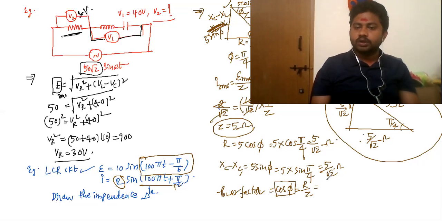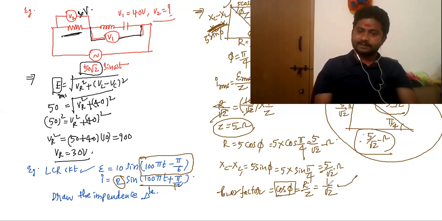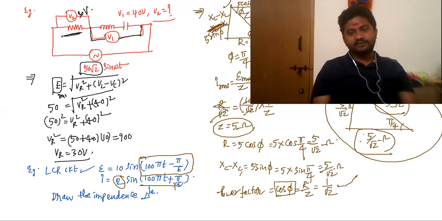So cos phi is 1 by root 2. Cos phi is 1 by root 2. So R by Z also, you do it. You must get 1 by root 2. So this is R and this is Z. So you do 5 by root 2 by 5. The 5 cancels and you get 1 by root 2. Understand? So these are the two basic numericals we have solved.